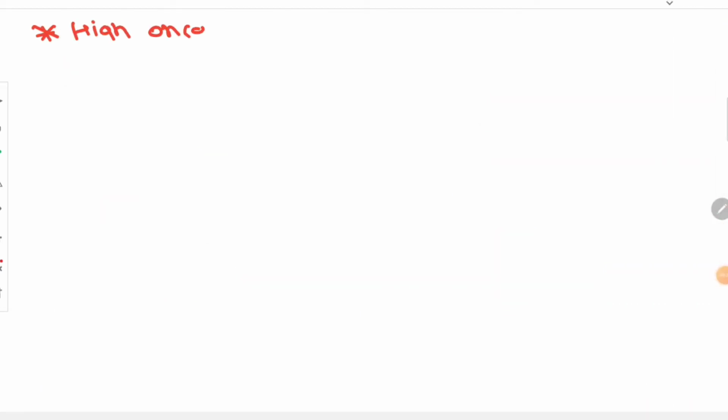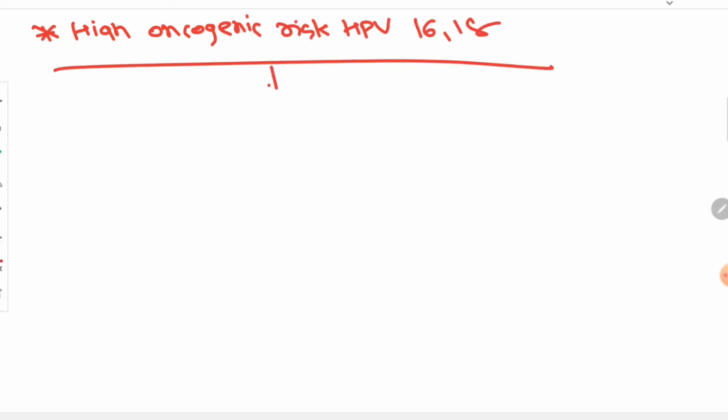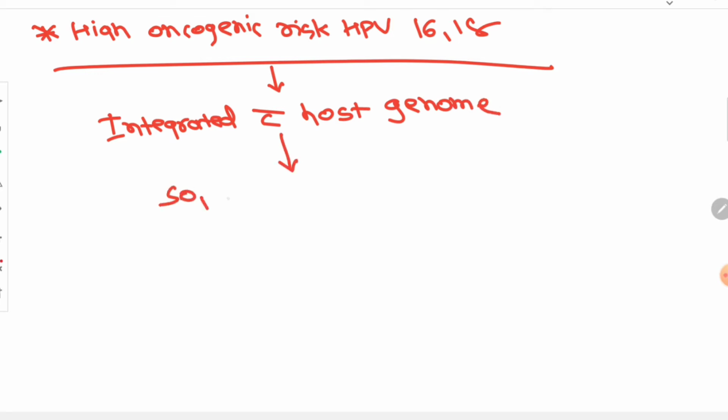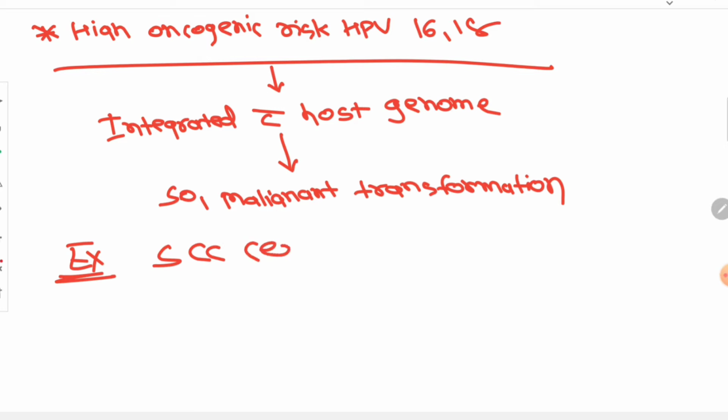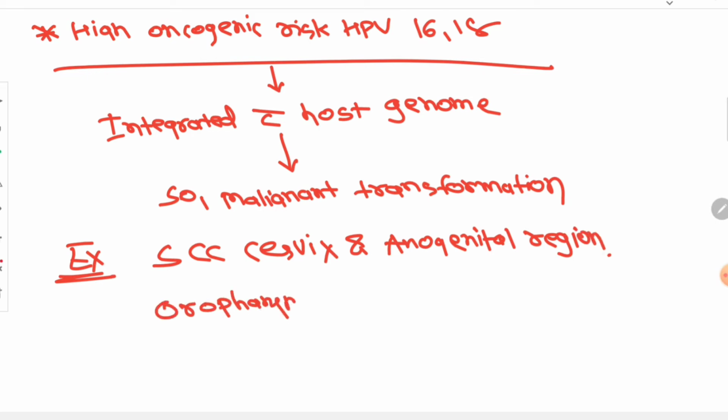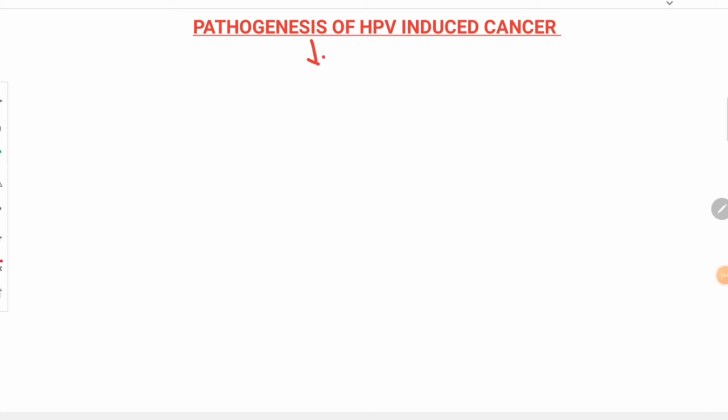Now let's discuss high oncogenic risk HPV types, that is HPV 16 and 18. These viruses integrate with our host genome. They will not remain free like low risk HPV. With integration into our DNA, malignant transformation of the cell can occur, which is why they lead to malignancy, particularly squamous cell carcinoma of the cervix and anogenital region. Oropharyngeal cancer can also develop in the tonsil. So that is about high oncogenic risk HPV that leads to cancer by integration.